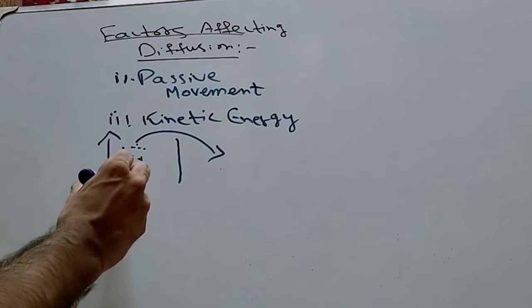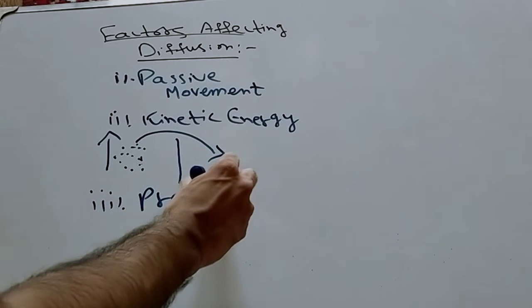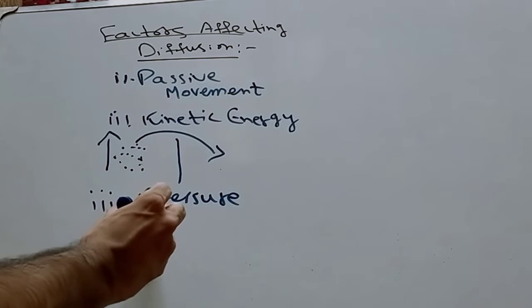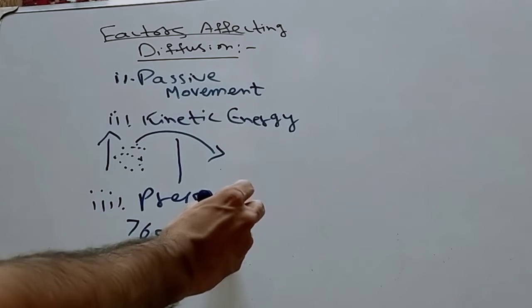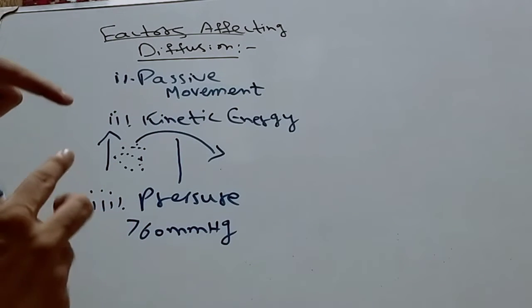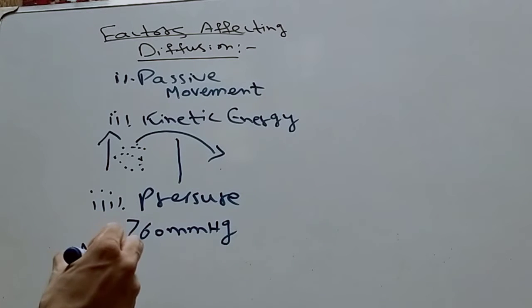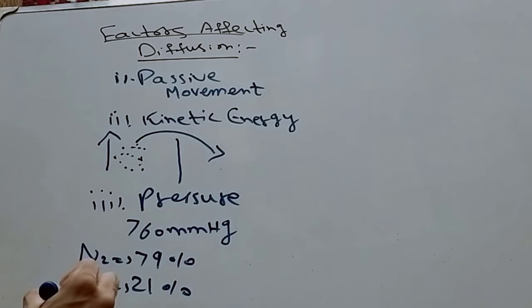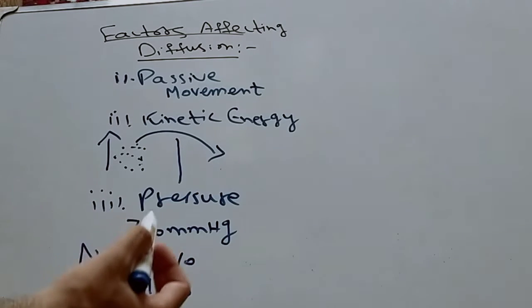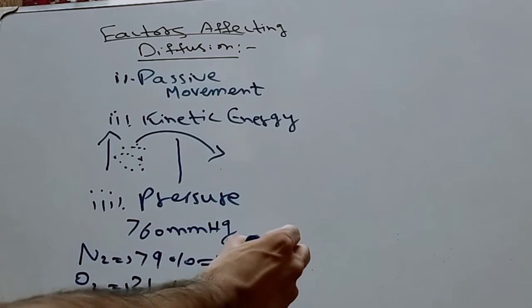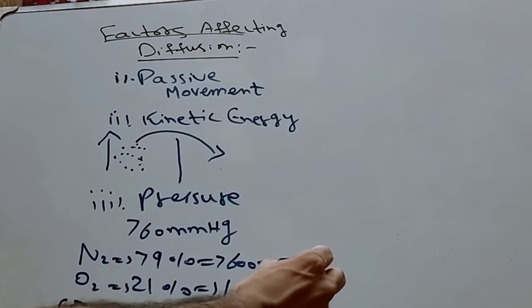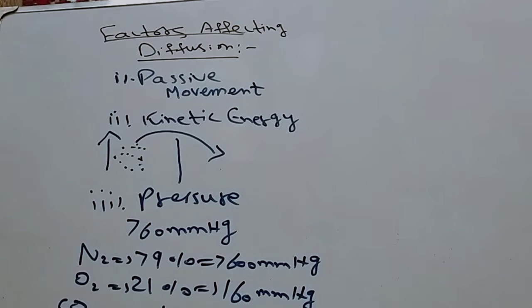Talking about number 3, it is the pressure. We know that all the gases in the air are collectively exerting 760 millimeter of mercury pressure, and each gas exerts its own independent pressure depending upon its composition. Nitrogen is 79%, oxygen is 21%, and carbon dioxide is 0.04%. So each gas exerts its own pressure according to its composition. Nitrogen exerts 600 millimeter of mercury pressure, and oxygen exerts 160 millimeter of mercury pressure. Pressure exerted by carbon dioxide is ignored because its composition is very small.